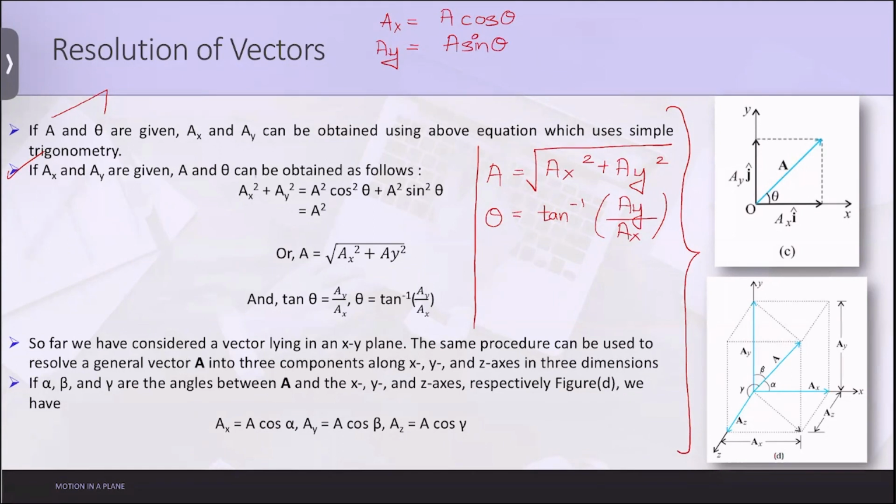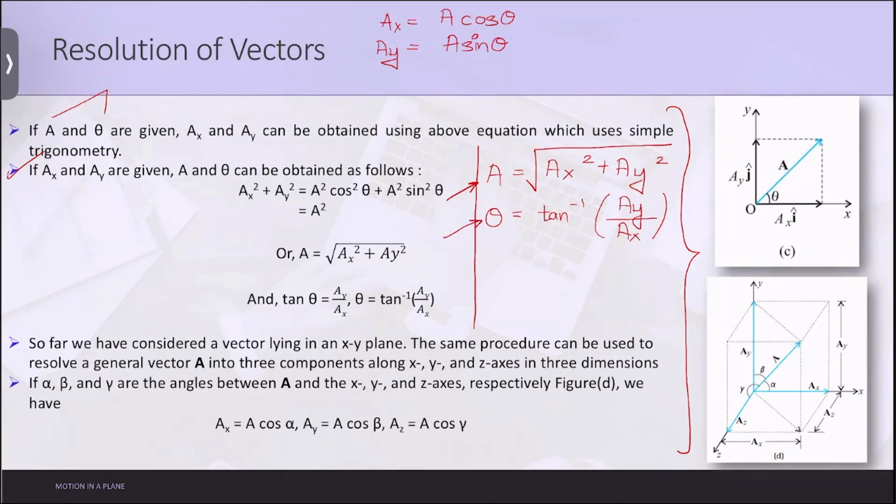So either of the things can be done, depending upon whatever is given in the question. If a and theta are given, then ax and ay can be found out. Similarly, if ax and ay are given, then a and theta can be calculated as follows.